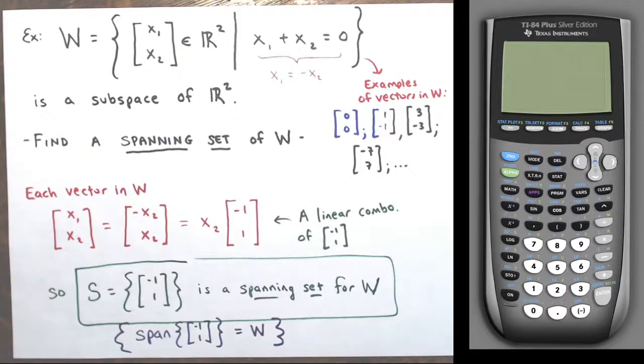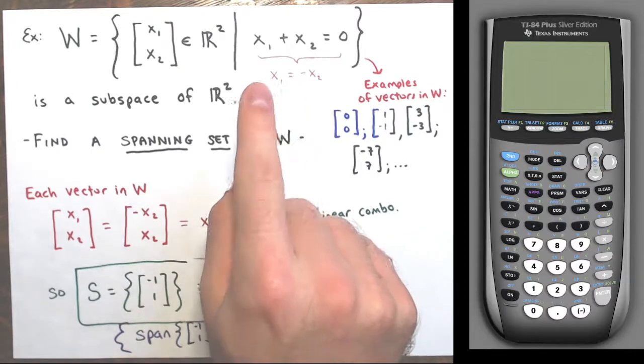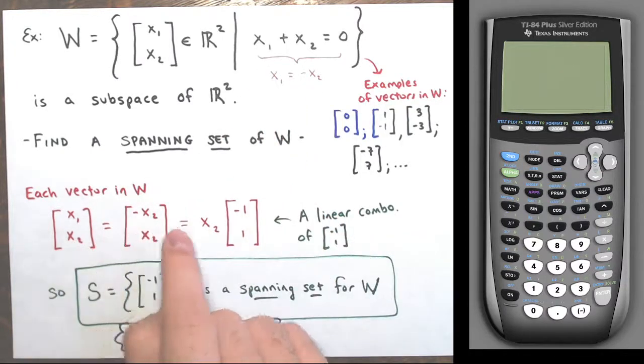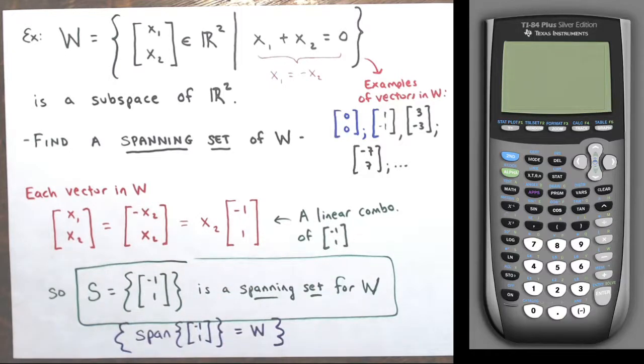Now again, this is just a spanning set. You could really take any multiple of this, how about 1, negative 1? What if I said x2 is the opposite of x1 instead? Then I would have it as multiples of 1, negative 1 instead. So it's not the spanning set, it's a spanning set for W. Great.